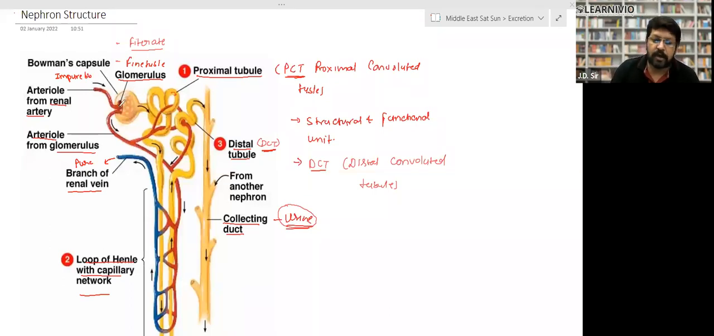Now what happens when the impure blood goes to the glomerulus? The glomerulus is a ball-like filter where it takes the urea and some amount of water. Urea and water first go to the PCT, then to the loop of Henle, then to the DCT. When it reaches here, this converts into urine, and this is collected by the collecting duct, and urine formation takes place. All the collecting ducts collect the urine and give it to the ureter. That's how urine formation takes place.